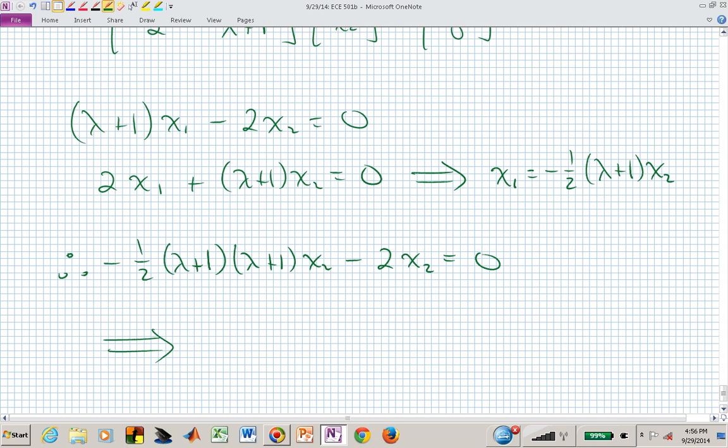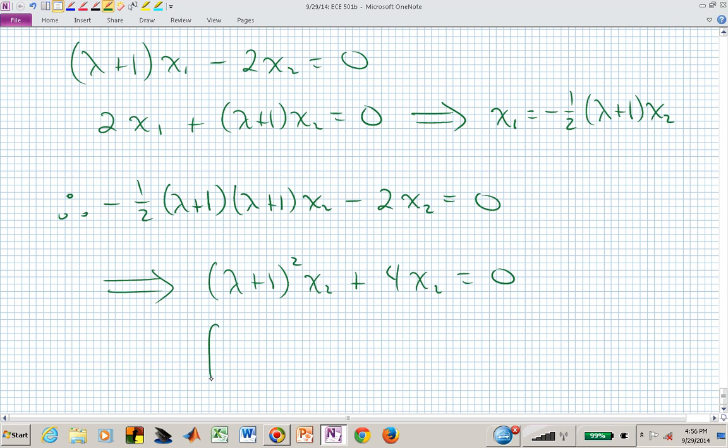And we can scale that however we want. Let's now scale it by minus 2 to clean up the fraction, so that now on the left we have lambda plus 1 squared times x2 plus 4 x sub 2 equals 0. Or we now have lambda plus 1 squared plus 4 x sub 2 equals 0.